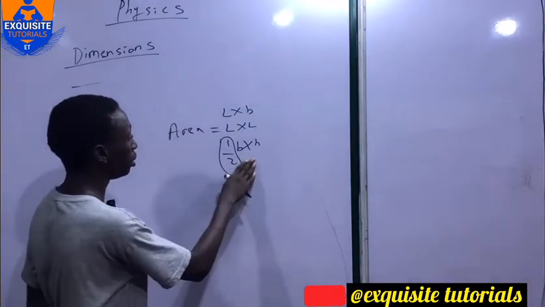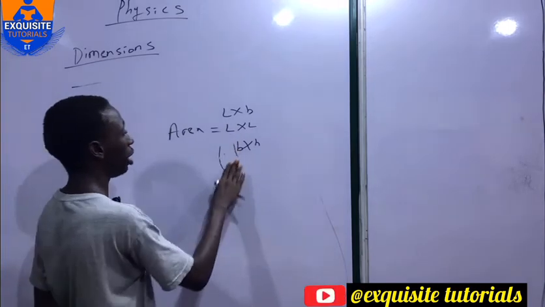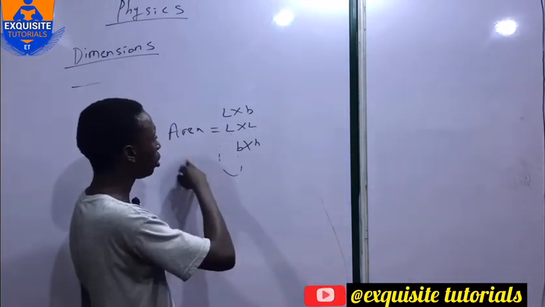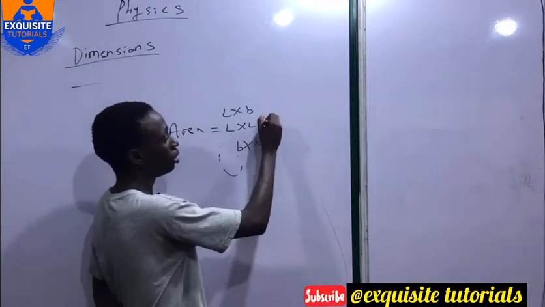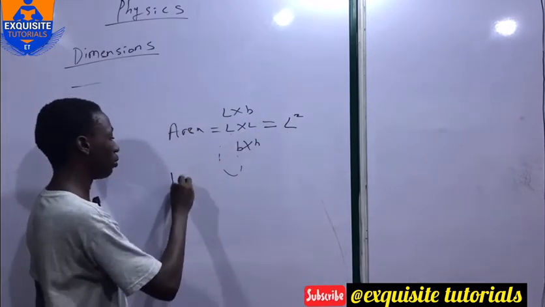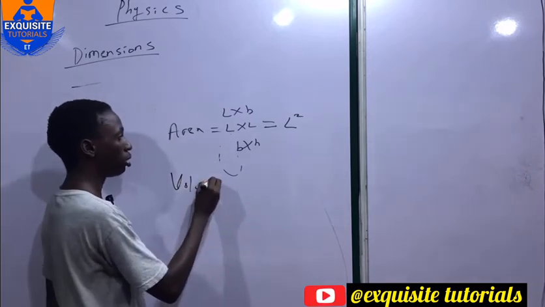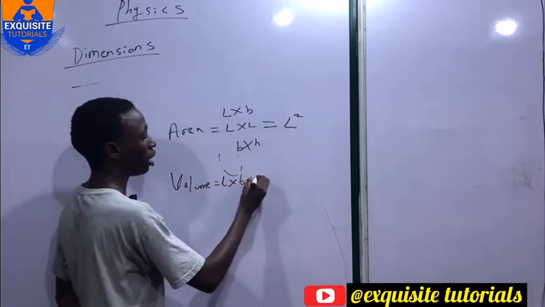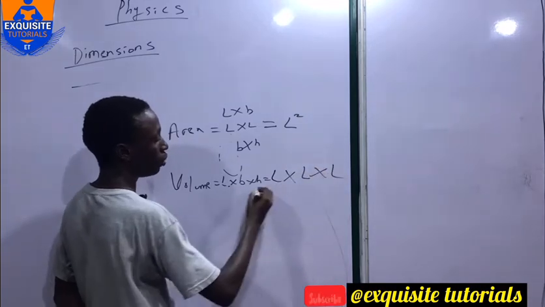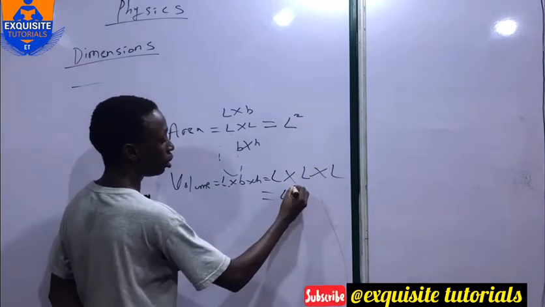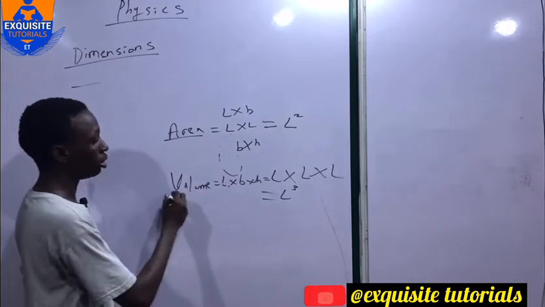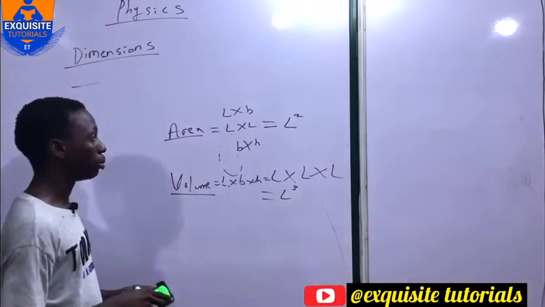So now let's imagine this was also base times height. Now all these are the same, the fact that they are all lengths. So area is equal to length times length, which is equal to length squared, L squared. The same applies to volume. You know that volume is equal to length times base times height, which is equal to length times length times length, which is equal to L cubed. So this is the dimension for area, and this is the dimension for volume.